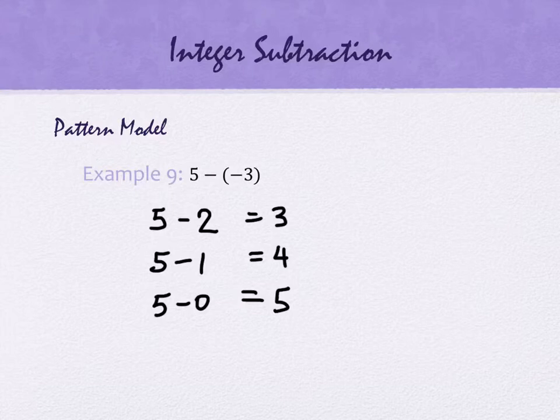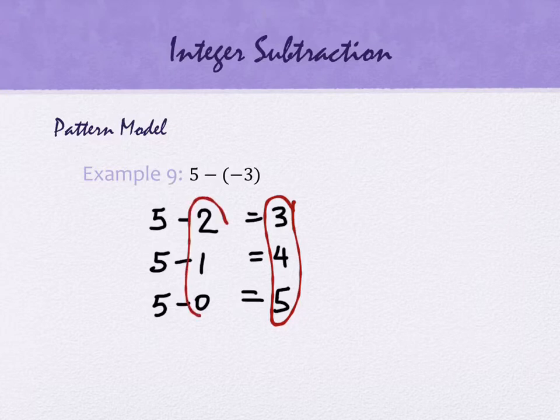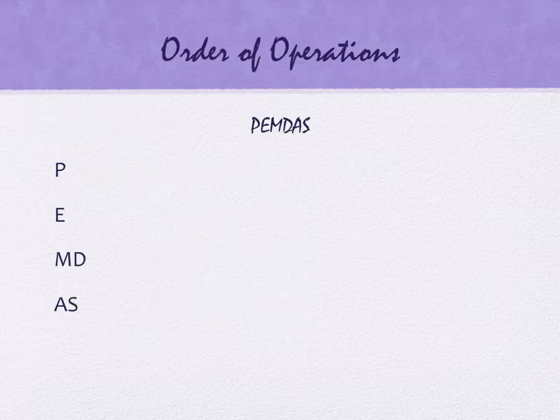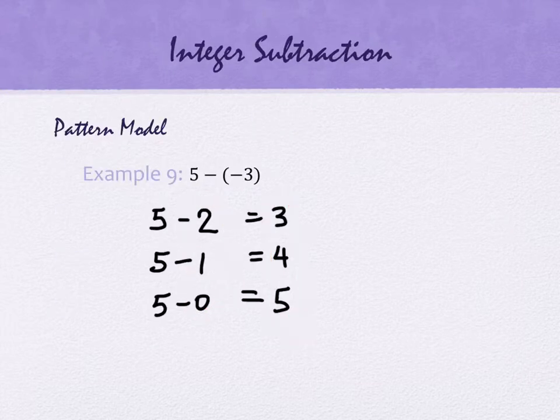All right. So with the pattern model, the idea is to recognize that as I go down this column, the numbers are increasing. And as I go down this column, the numbers are decreasing. So it's 2, 1, 0, and the next number would be -1.